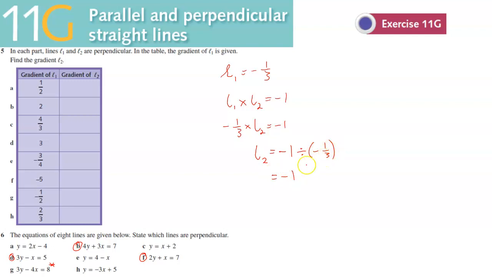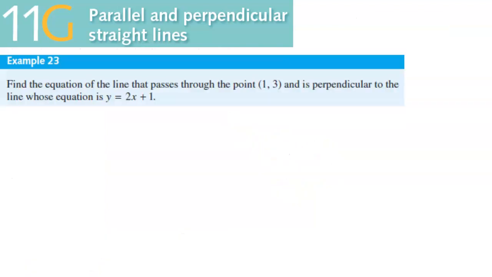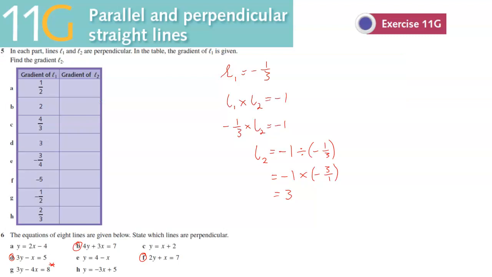Remember, when you divide by a fraction, you multiply by its reciprocal. So I've got negative 1 times negative 3, so that equals positive 3. You don't need to show all of those steps. If you can work it out in your head, that's fine. Okay then, so remember you need to pause the video while you do question 5 and 6.